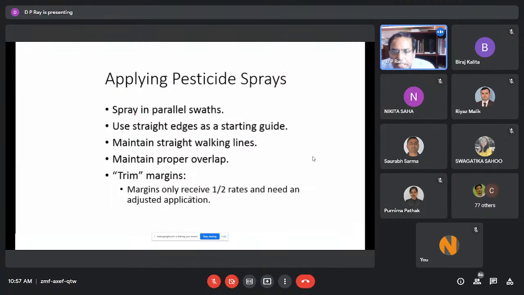Use straight edges as a guide. The straight edge will be a guide for the movement of the machines or whoever is doing the spray. And maintain straight walking lines. There should not be zigzag, so that no crop is left with the pest. Every entire crop should be covered. And maintain overlapping, as I was mentioning, overlapping is very much important. And trim the margins. Margins only receive half rates and need an adjusted application. So margins have to be covered properly.